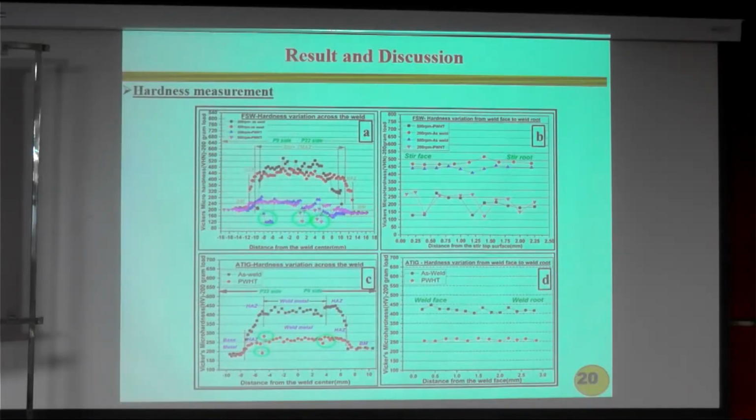Only abrupt changes happen on the fusion line, because there is the borderline between the high chrome side and the low chrome side. That's why this kind of change happens. In the case of ATIC welding, there is a steady hardness profile. After post-weld heat treatment, hardness comes down because of the tempering action.